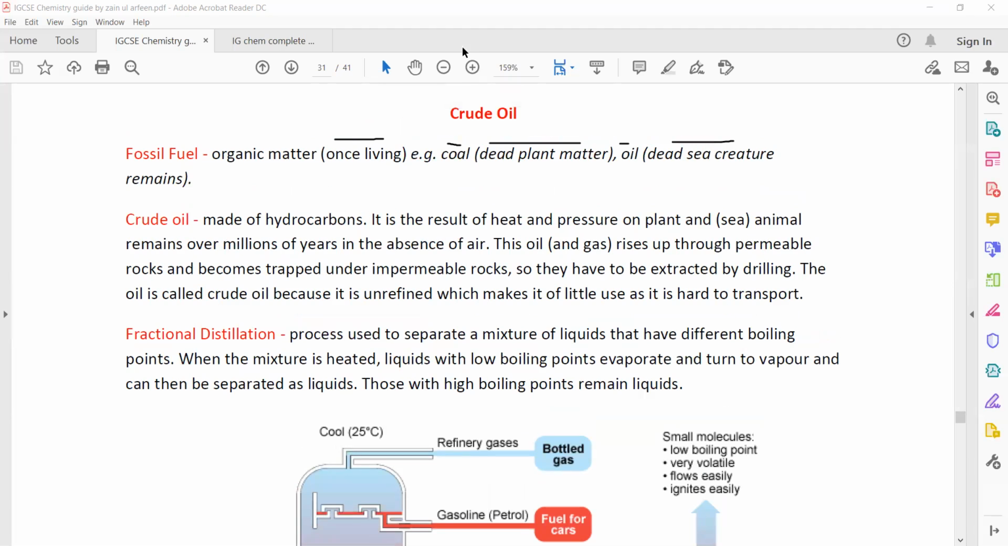But what is crude oil? Crude oil is a mixture of different fossil fuels. We call that crude oil. It is made up of hydrocarbons, compounds which contain carbon and hydrogen only. These compounds are present as a result of heat and pressure on plants or sea animals which remain over a billion years in the absence of air. For example, how a plankton is converted into fossil fuel.